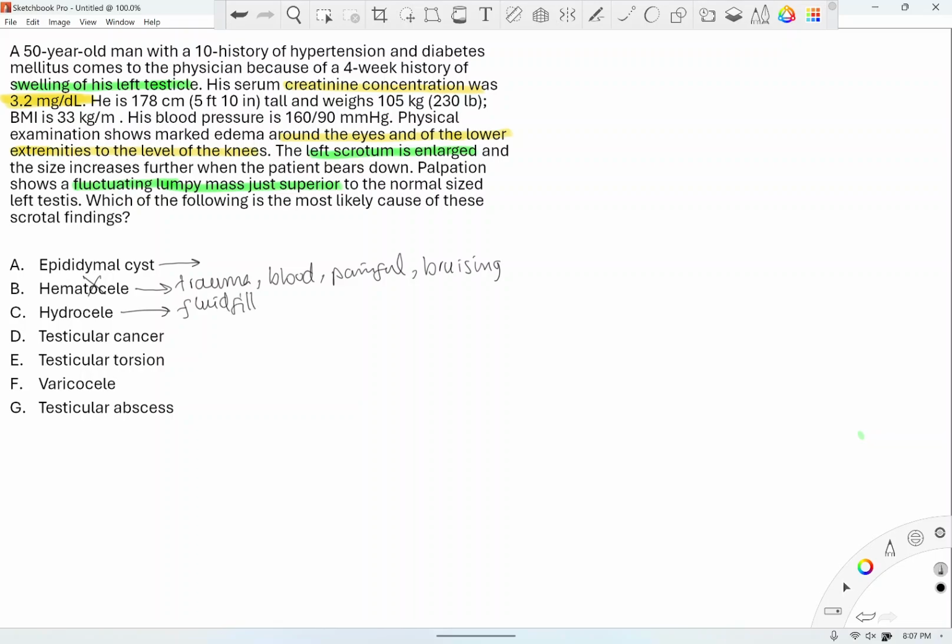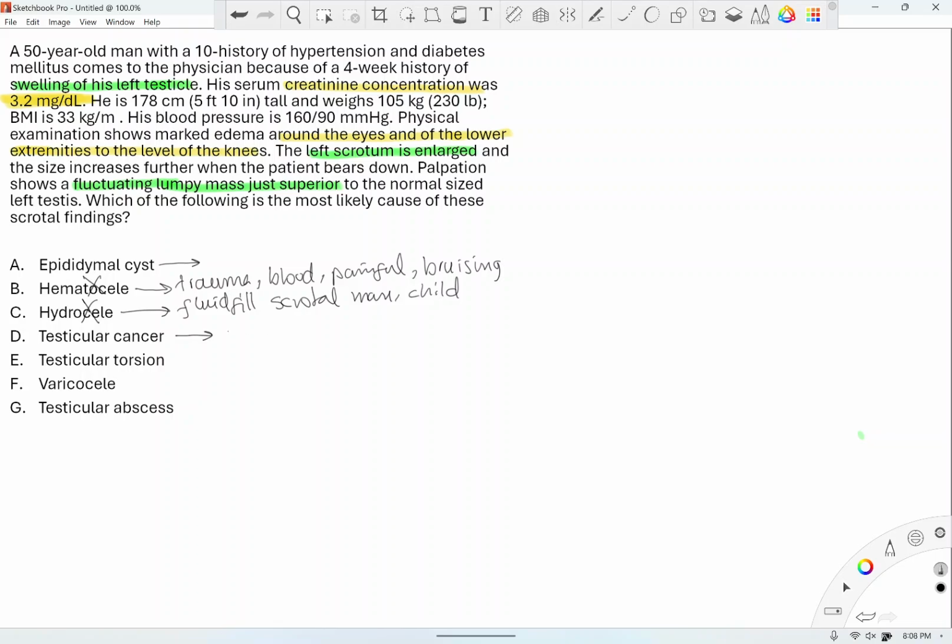Hydrocele is a fluid-filled scrotal mass. It usually doesn't fluctuate in a lumpy way. It's a smooth fluctuation, right? This is because the processus vaginalis doesn't close properly, so fluid will accumulate within that area around the testes. So usually it'll be in children and young people, and this person's old, so I'm not going to choose that either.